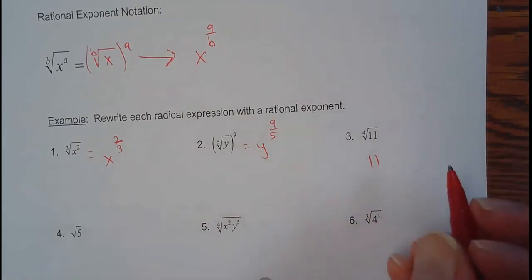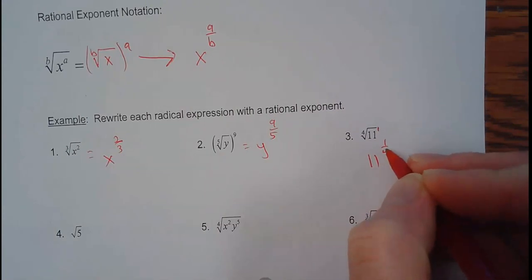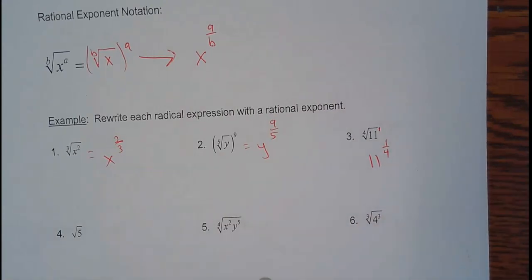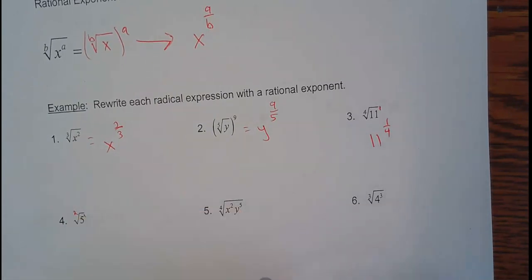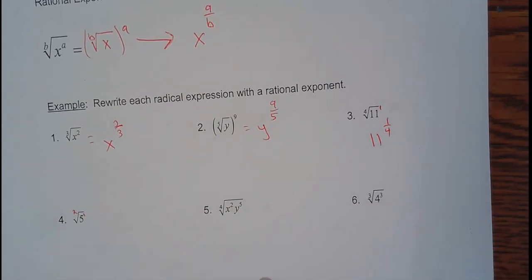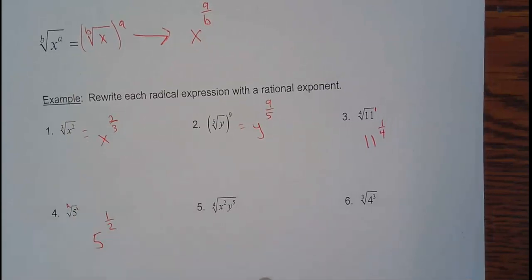Here's 11 to the, now this is a 1, even though it's not written, so it would be a 1/4 power. So you're taking the 4th root to the 1/4 power. That 2 is not written, and the 1's not written, the exponent and the root, neither one's written. Well, if neither one are written, then it's a square root, so it's a 1/2.